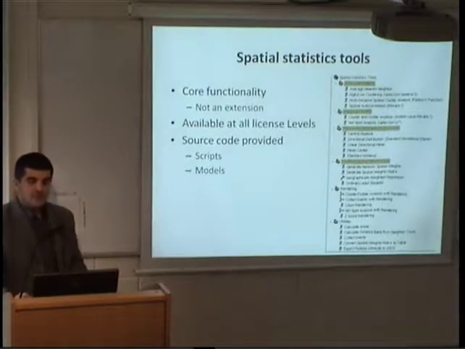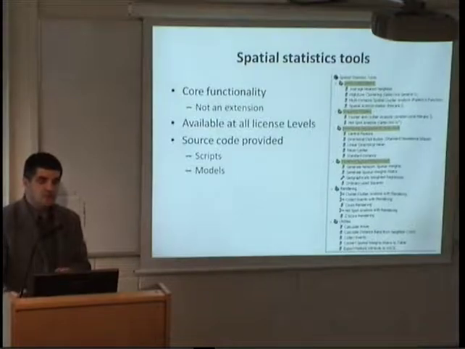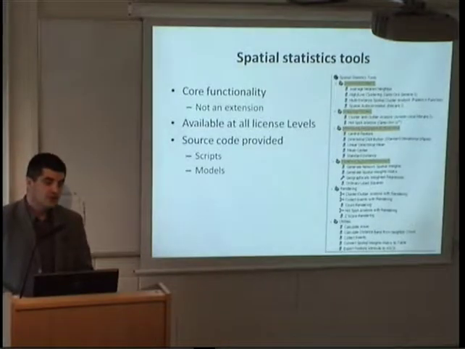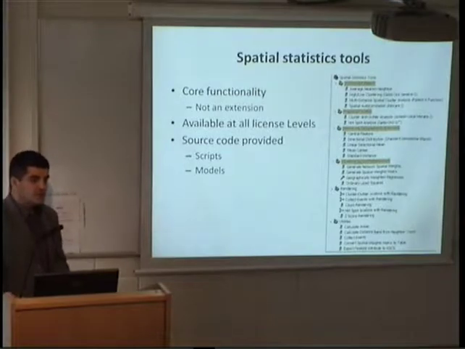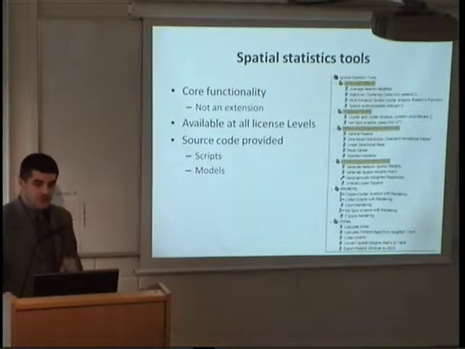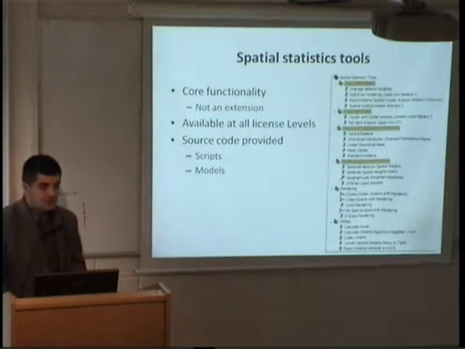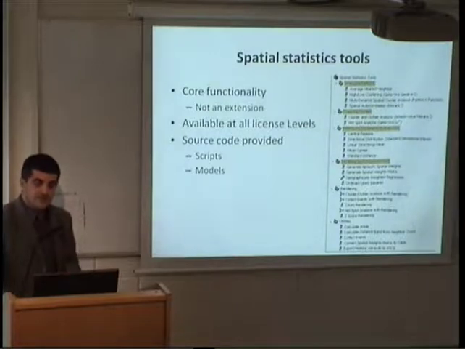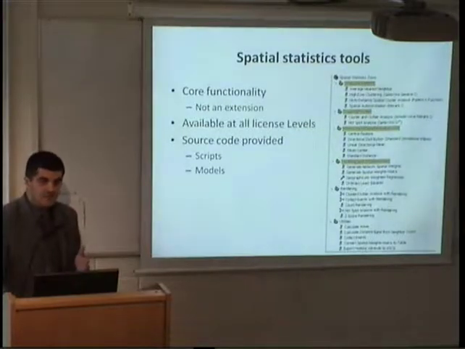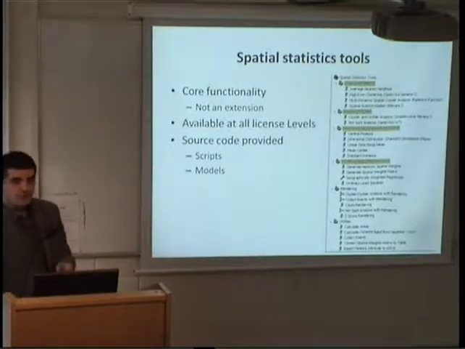There are a lot of tools available in modern GIS applications. Particularly in this slide, you can see the toolbox of ArcGIS software, which is one of the most popular GIS software currently used. The good thing is that this spatial statistics toolbox is a core part of the ArcGIS package. You don't need any additional license, you don't need to pay for it. It is included with the basic package. And another good thing is that all tools are provided with their scripts and models. So you can study the formulas, you can even change or modify the formulas based on your requirements.